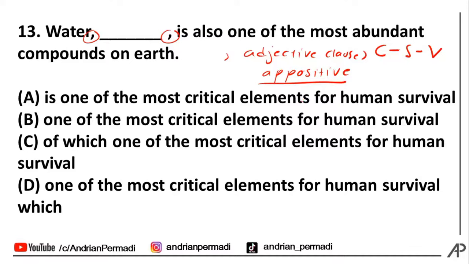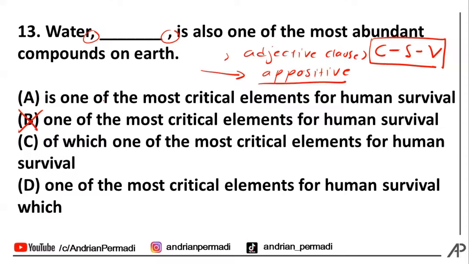Now, if we see the following choices, there are no answers or choices in the form of connector, subject, and verb. Nonetheless, what we can see is that there is a form in the appositive form. And this one is in the answer B. As one of the most critical elements for human survival does not contain any verb. This only contains several words and prepositions. Mostly, the words are nouns or noun phrases.